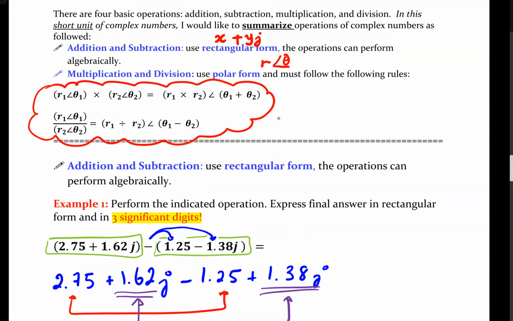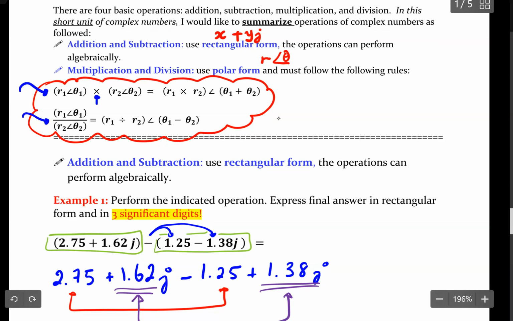Pay attention to this. Here you multiply the 2 complex numbers. Right here, you divide the 2 complex numbers. These 2 rules involving complex numbers in polar form can only be applied to multiplication and division.